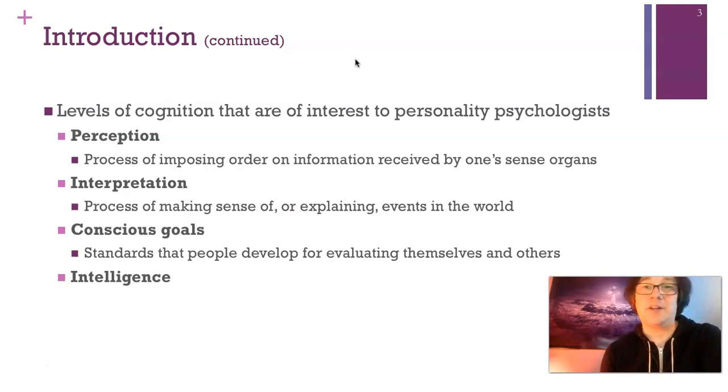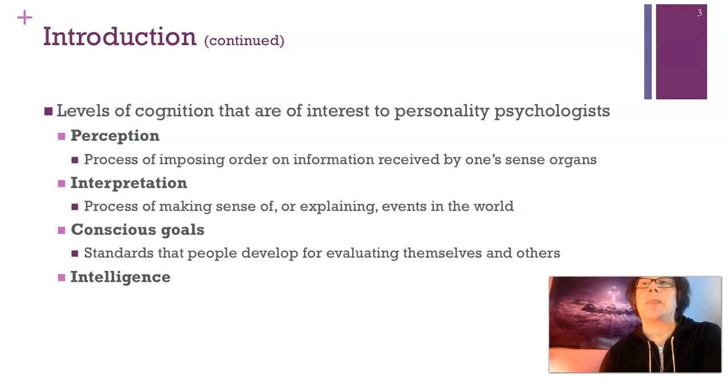So our brain is bombarded with a bunch of information coming from all of our sensory organs. Perception is the process by which we establish some type of order, some type of categorization of this information. The second level of cognition that would be of interest to personality psychologists is interpretation. So this is how we make sense, or how we explain, the events that take place around us.